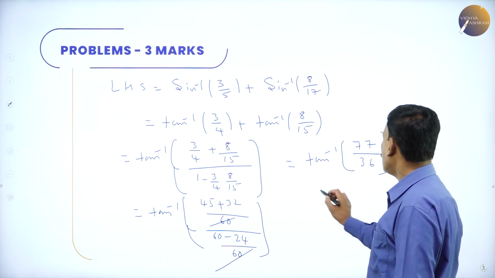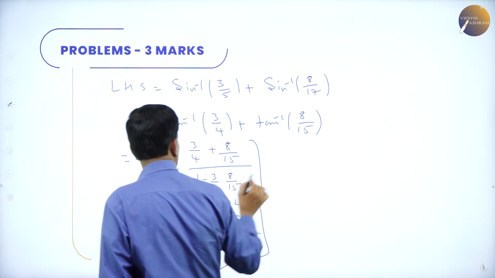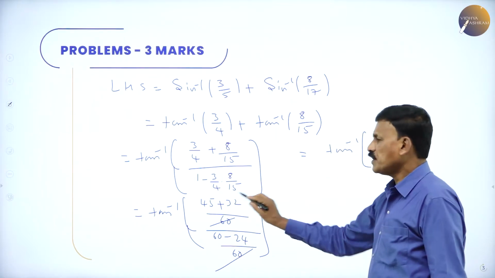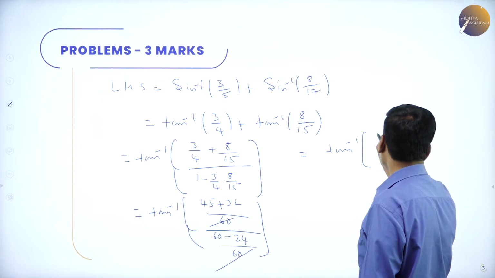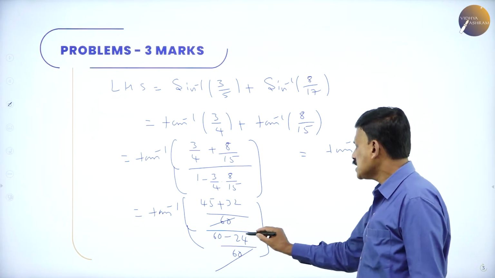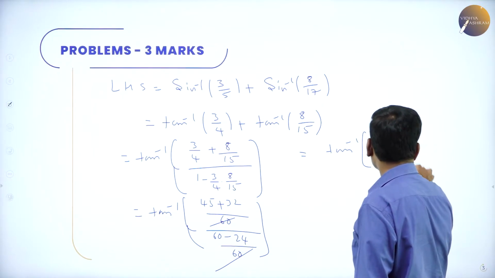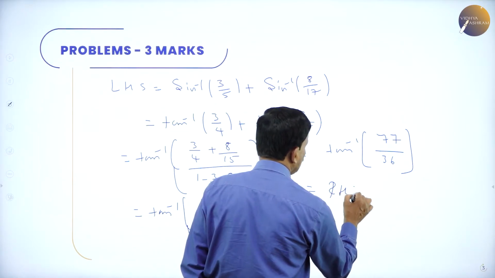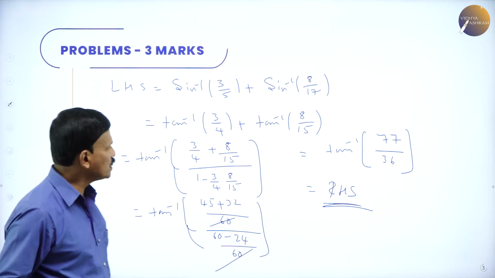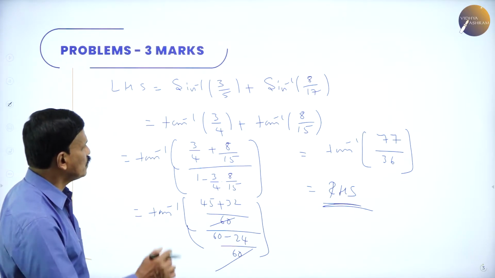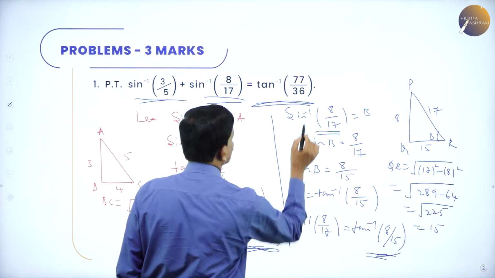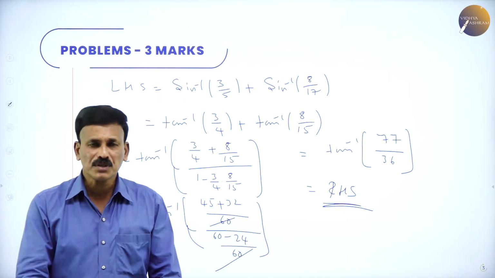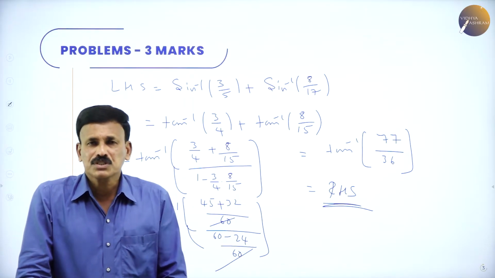So therefore, the answer we are going to get is tan inverse of 45 plus 32, which is 77, whole divided by 60 minus 24, which is 36. So the required answer is tan inverse 77 divided by 36, which is the required RHS. This is a very important problem from the point of view of examination. Usually you may expect this type of question for 3 marks.